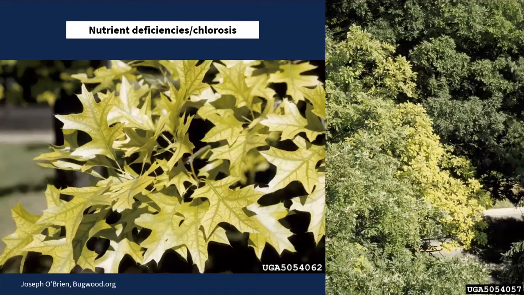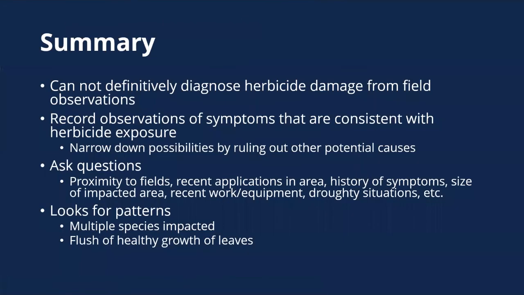And then lastly, nutrient deficiencies, chlorosis. That's something that can look a lot like herbicide exposure. In this case, know your species, know which ones are subject to nutrient deficiencies. Pin oak's a great example: if you see pin oaks growing in areas that have high pHs, you're almost guaranteed to have chlorosis in them. Again, with this one, look for multiple species showing these same symptoms, which is a good indication that it's herbicide damage and not nutrient deficiency or something like that.